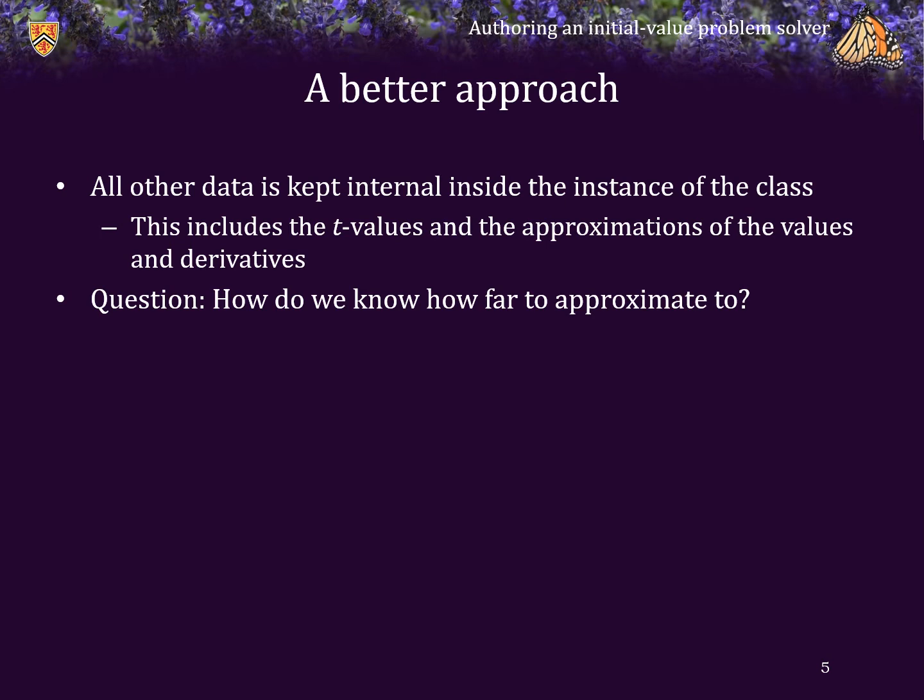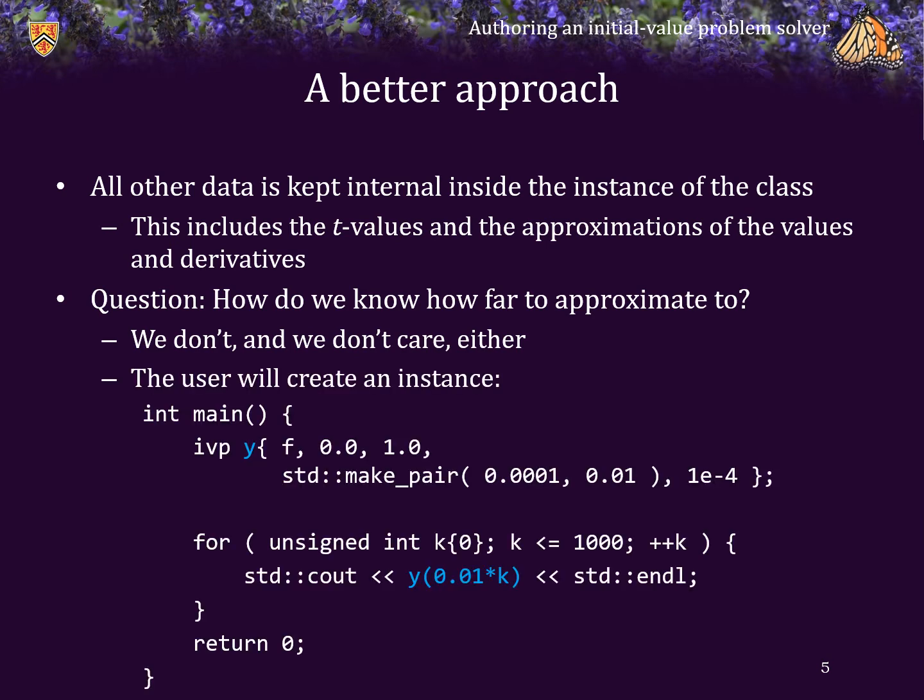Now, question: how far do we have to approximate to? After all, when we call the constructor, they've described the ODE and the initial values, but how far do we calculate up to? Well, we don't care, and we shouldn't care either. We don't know where the user is going to finally end up asking, so instead we do something else. The user is simply going to create an instance, pass the right-hand side function, the initial time value, the initial y value, the minimum and maximum h values, and the epsilon error. That's what the user is going to call, and then on this y they will call various values, and we will only calculate as far as we have to.